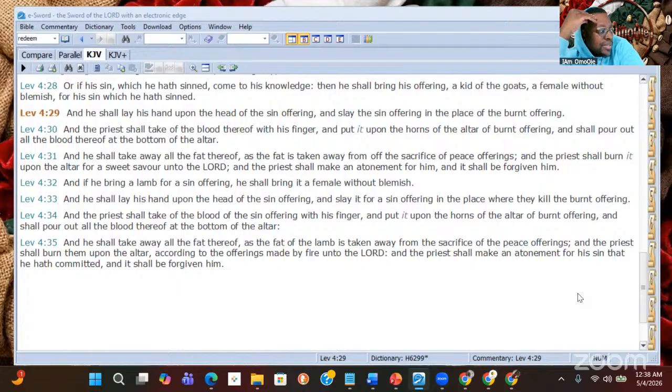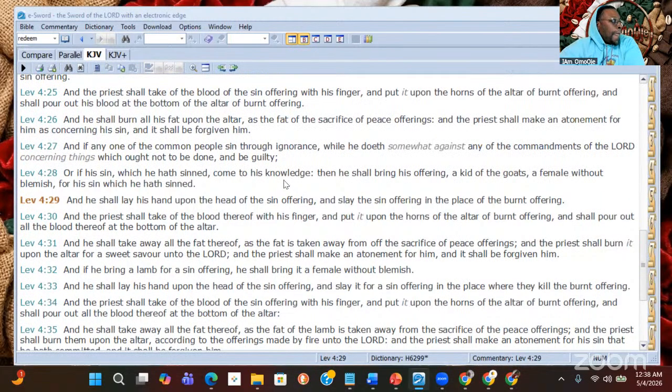And the priest shall burn them upon the altar, according to the offerings made by fire unto Jehovah. And the priest shall make an atonement for his sin that he hath committed, and it shall be forgiven him. Okay.